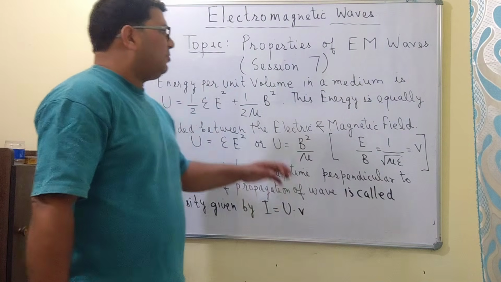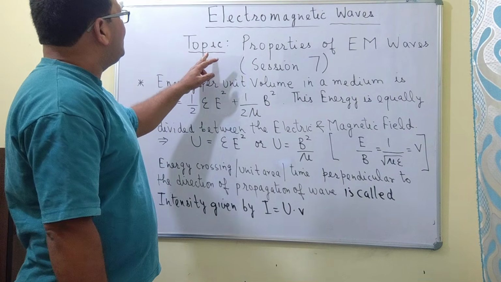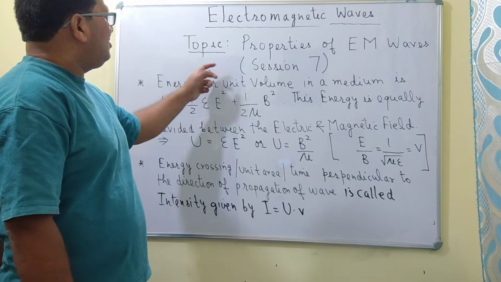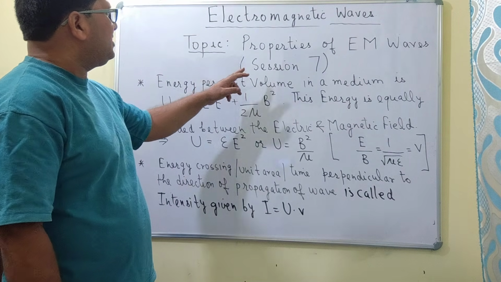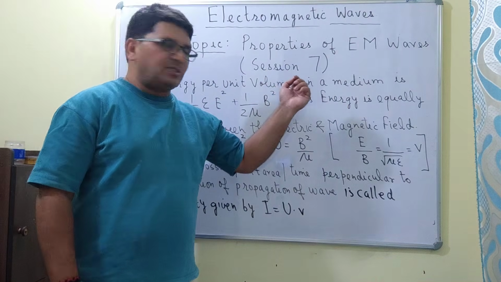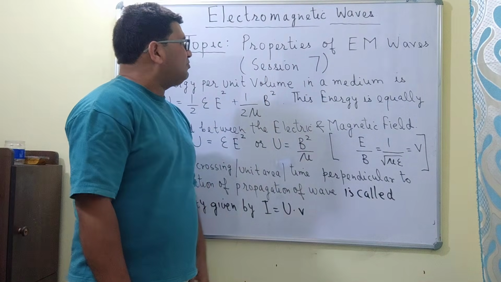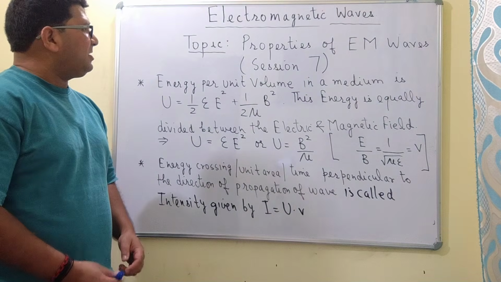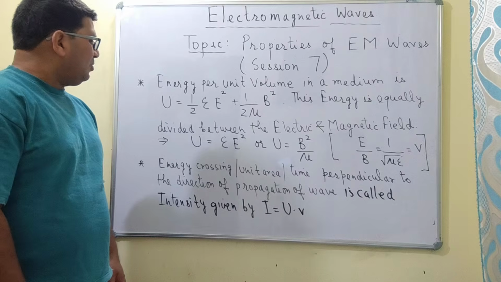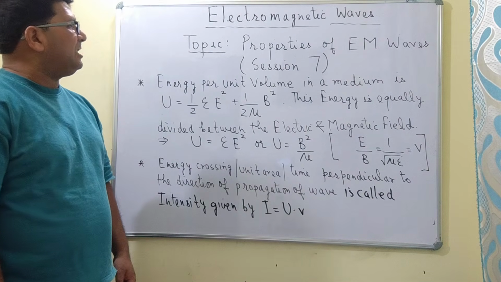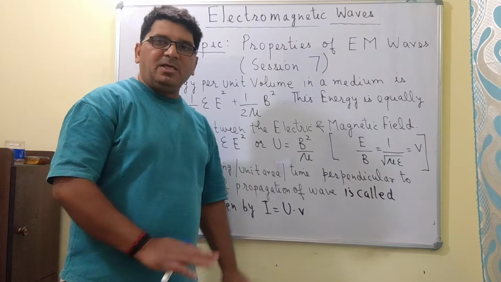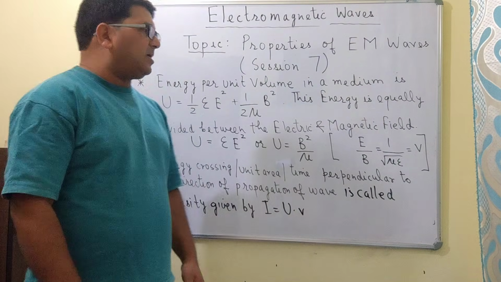Good evening and welcome to session number 7 from the chapter of electromagnetic waves. The topic for today's session is the properties of electromagnetic waves. This session is in continuation of session number 1, in which we discussed some of the properties of electromagnetic waves. Today we will be discussing a couple of properties, and in the next session, session number 8, we will be completing this topic.